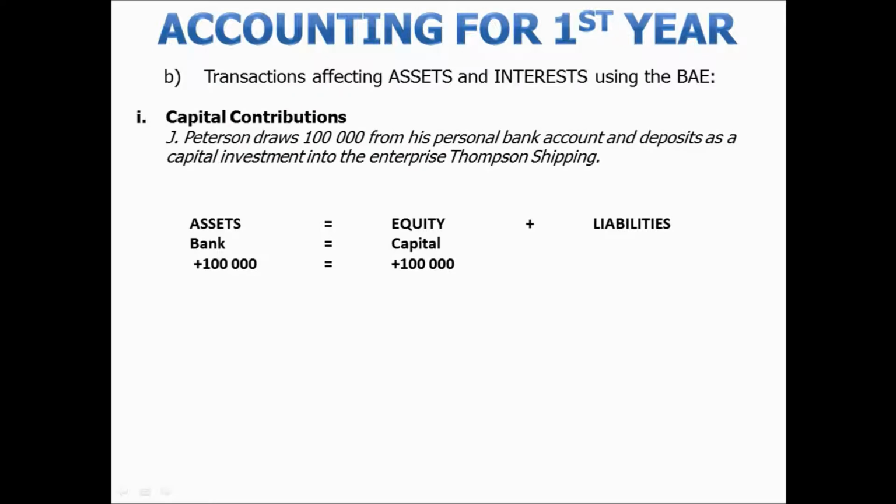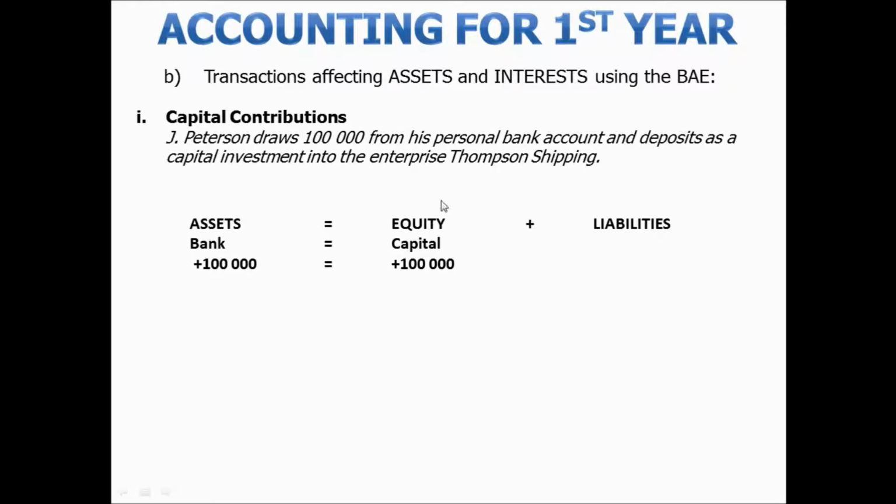So let's have a look at a few practical examples using the double entry system. In our first example, we'll have a look at transactions affecting the assets and interests using the basic accounting equation. Firstly, let's have a look at a capital contribution to the business. J. Peterson withdraws 100,000 Rand from his personal bank account and deposits it as a capital investment into the enterprise Thomson Shipping. So the first question we need to ask ourselves is, what is the effect of the transaction going to be on the basic accounting equation?